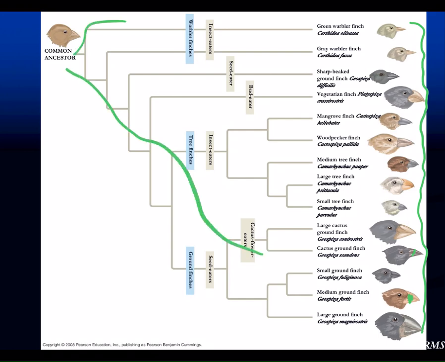So this ancestor split apart over time, leading to a rise of new and new species. As they got to different islands, they faced different environmental constraints, and they had to adapt to those new environments or they would die out.